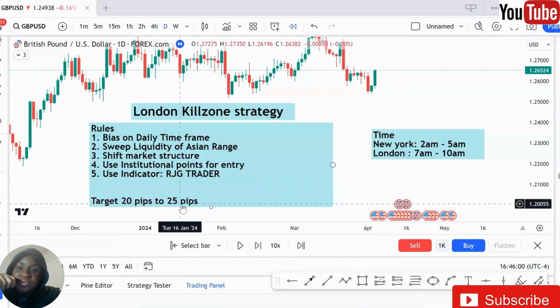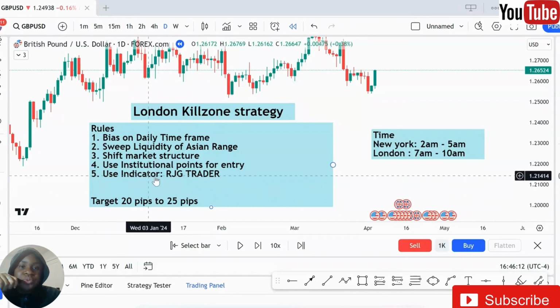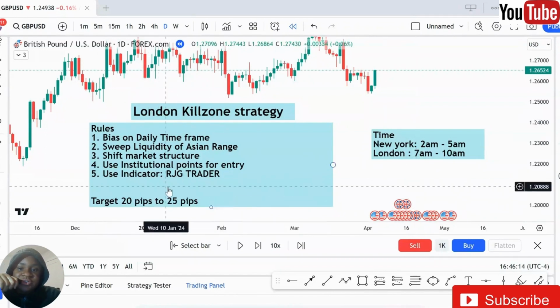And our target is 20 pips to 25 pips. So people will tell you 30 pips. It depends on every individual, but the rule that's for Michael Hudson is usually 20 pips to 25 pips. That's what my coach taught me to use also. But the highest is usually 25 pips.